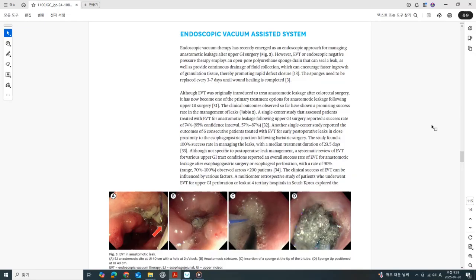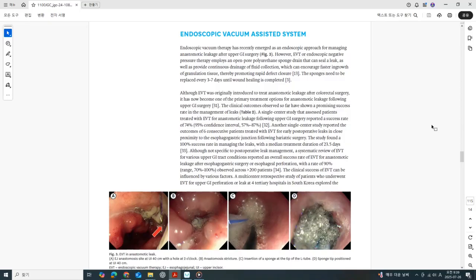Let's look at figure 3 here because it shows EVT in action. Image A, again, pinpoints the leak at the anastomosis site. B highlights a common problem alongside it, a stricture or narrowing. Yeah, leaks and strictures often go together. Then C shows the sponge being inserted attached to a tube. And D shows it positioned right at the leak site, ready to apply that negative pressure. It really illustrates how targeted this therapy is. It does. It's actively engaging with the wound environment, not just passively covering it.